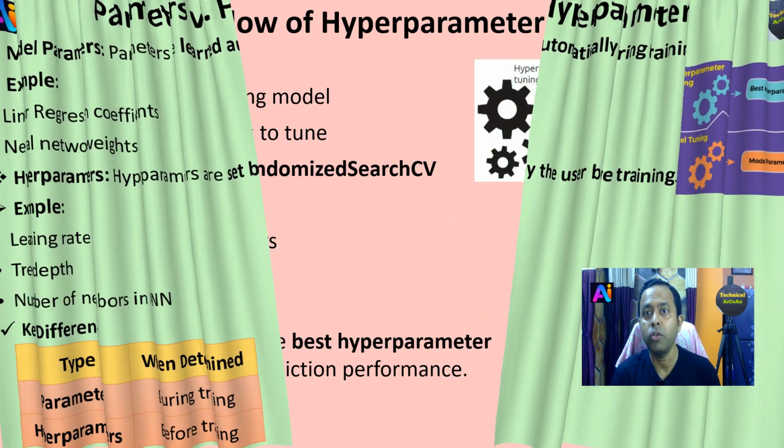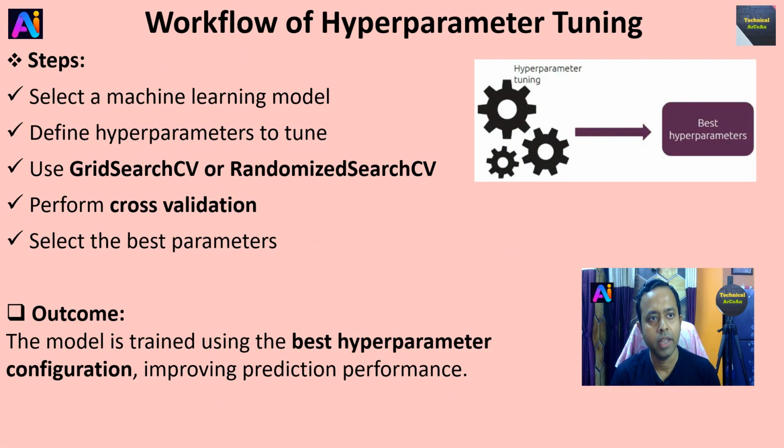Now I talk about the workflow of hyperparameter tuning. Steps are like that: select a machine learning model, define hyperparameters to tune, use GridSearchCV or RandomizedSearchCV, and as today's video is concerned we are using GridSearchCV. Then perform cross validation and select the best parameters. So what will be the output? The model is trained using the best hyperparameter configuration, improving prediction performance, right? So now let's move to the Google Colab and implement hyperparameter tuning in machine learning step by step.